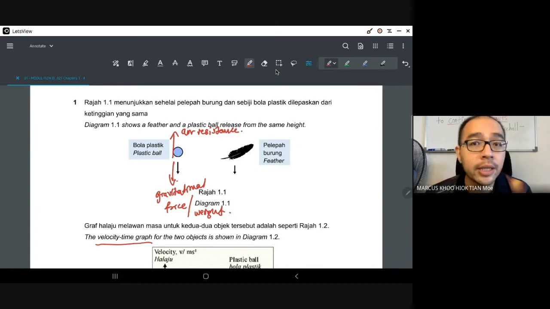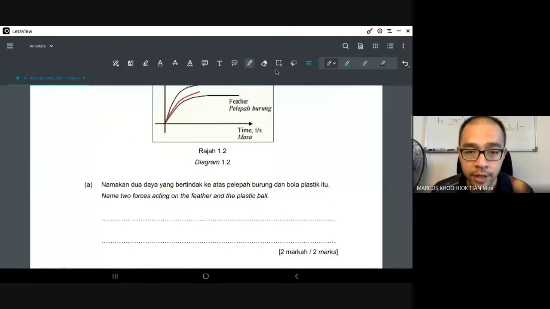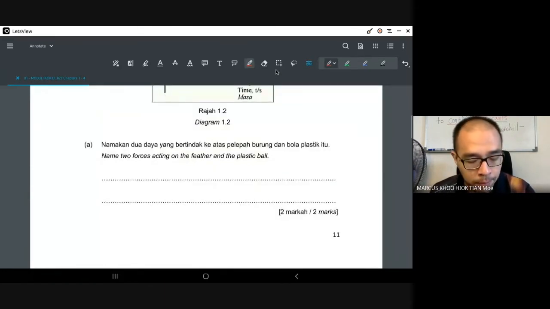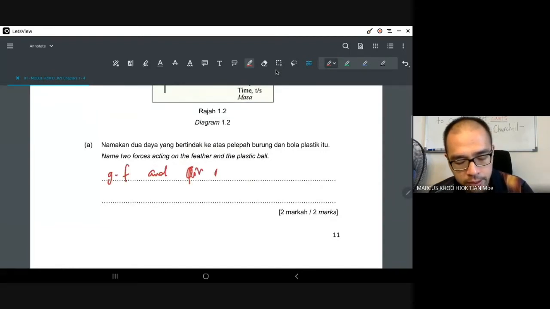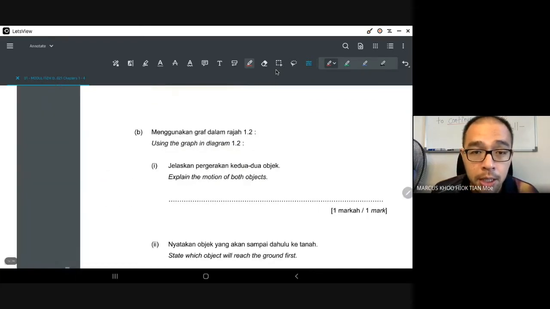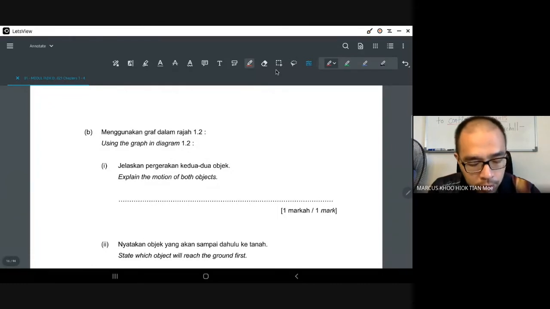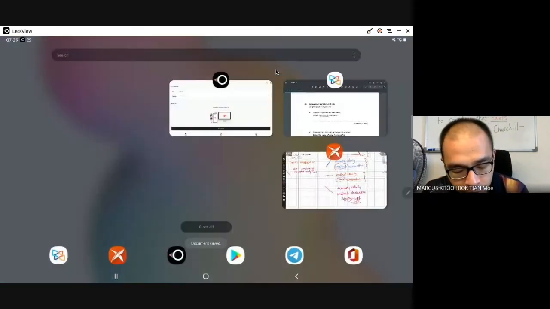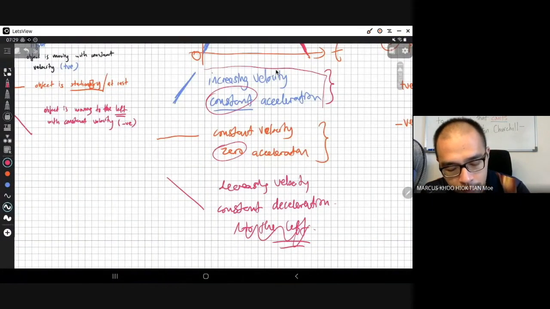Everything that moves on Earth will always be subject to these two: air resistance, or friction if it is this one. So the two forces will be gravitational force and air resistance. Secondly, explain the motion. So this is a very important word now. When we say explain the motion, I'm referring to these words.